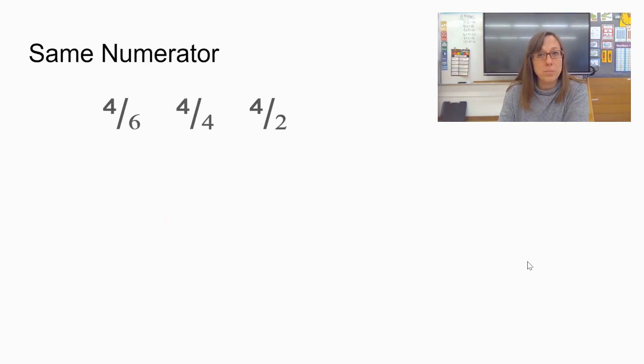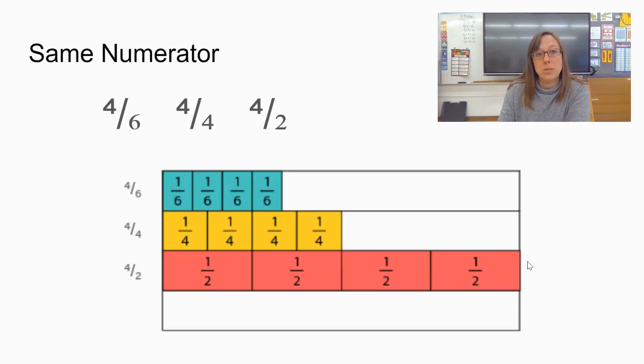What if my numerator is the same? Here my denominators are different, but my numerators are all 4, which means I have 4 pieces that are the size of 1/6, and 4 pieces that are the size of 1/4, and 4 pieces that are the size of 1/2. Well, which of those pieces would be biggest? Halves would be biggest. Think about it like a pizza.